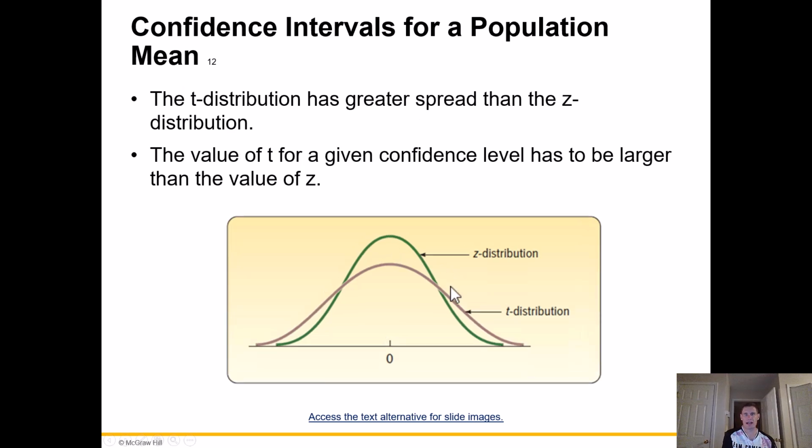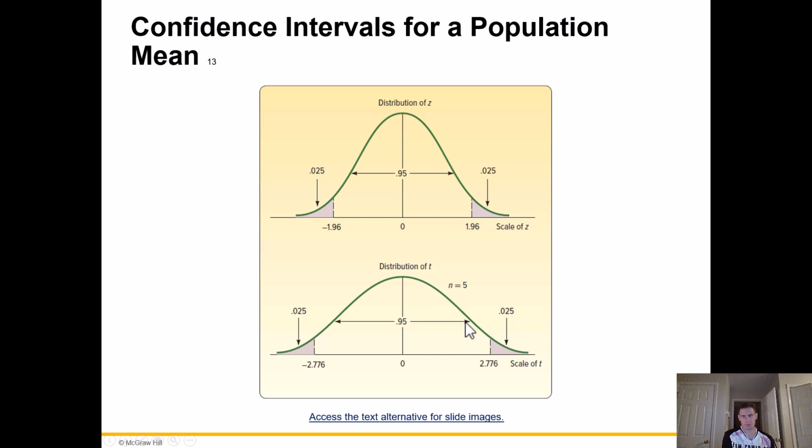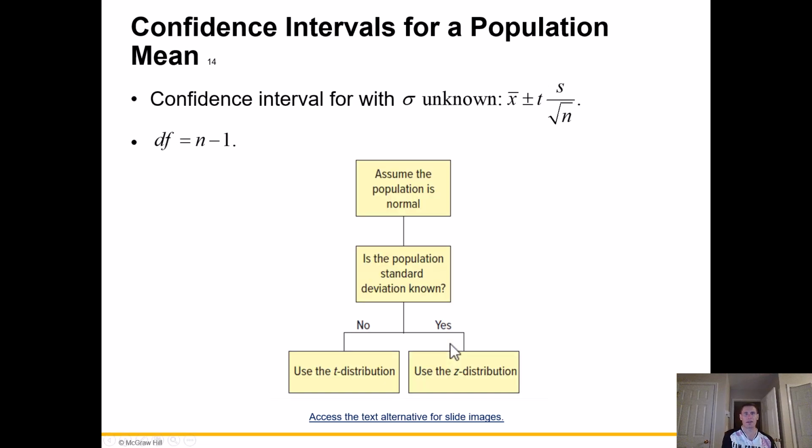Now the T distribution has greater spread than the Z distribution, as we just said, and the value of T for a given confidence level has to be larger than the value of Z. And again, think about why. Think about how these are shaped. Here we can see the distribution of Z. You can see the 0.95, and how the 0.95 is further spread out. Again, think about the increased dispersion and variance in those values.